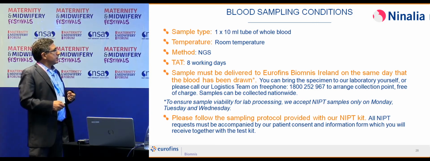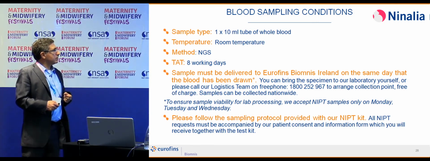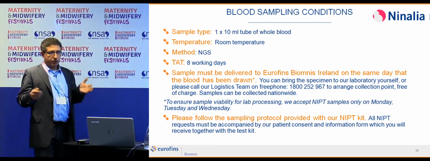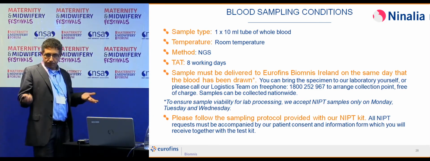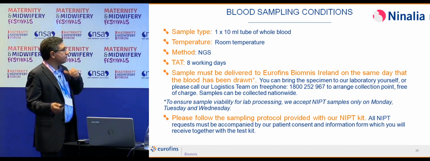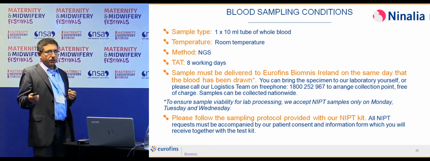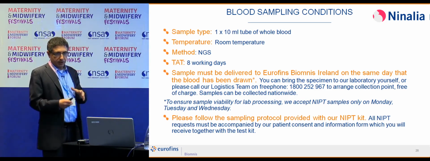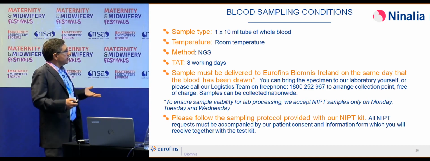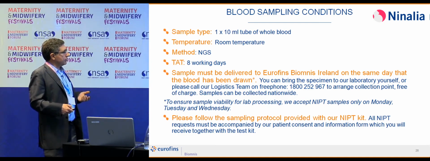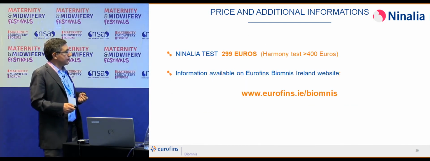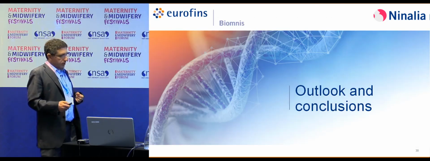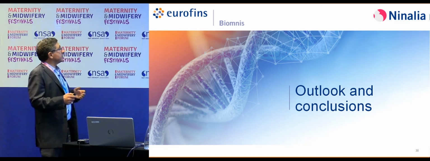The Nenalia test price is 299 euros, the one we propose now with trisomy 13, 18, 21, and even sex chromosome aneuploidies. Next month, it may be a bit more expensive if we do an expanded test on genome-wide, but you will have information on this website, eurofins.ie Biomnis. So I'll finish with a bit of delay, sorry.